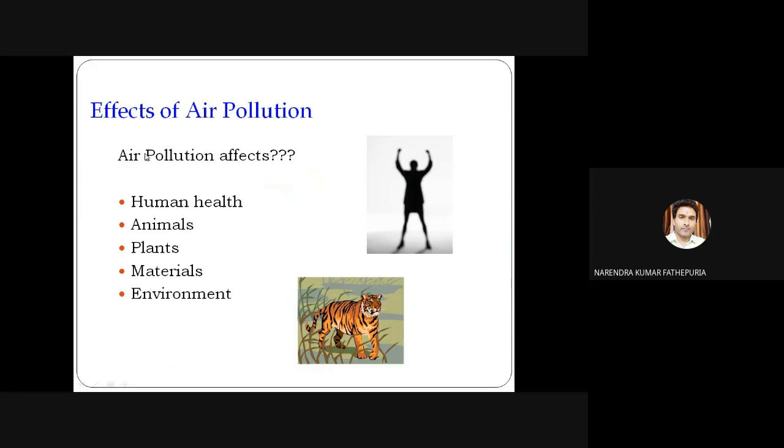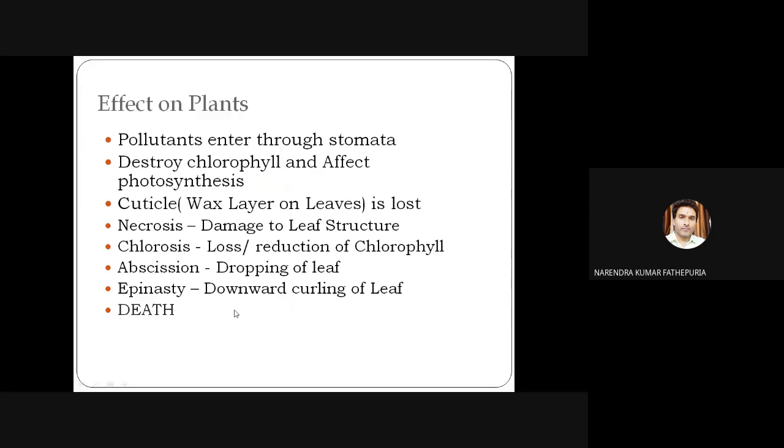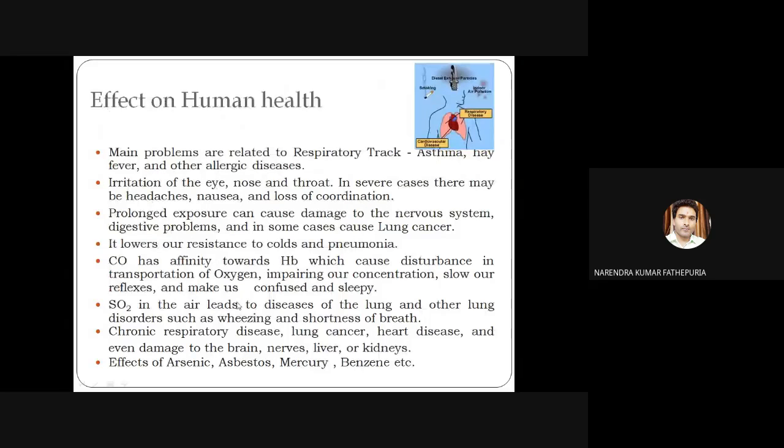These are the severe effects of air pollution on human health, animals, plants, materials, as well as the environment. I'll go through them one by one, starting with human health. Effect on human health. The main problems are related to the respiratory tract: asthma, hay fever, and other allergic diseases. Irritation of the eyes, nose, and throat. In severe cases, there may be headache, nausea, and loss of coordination.